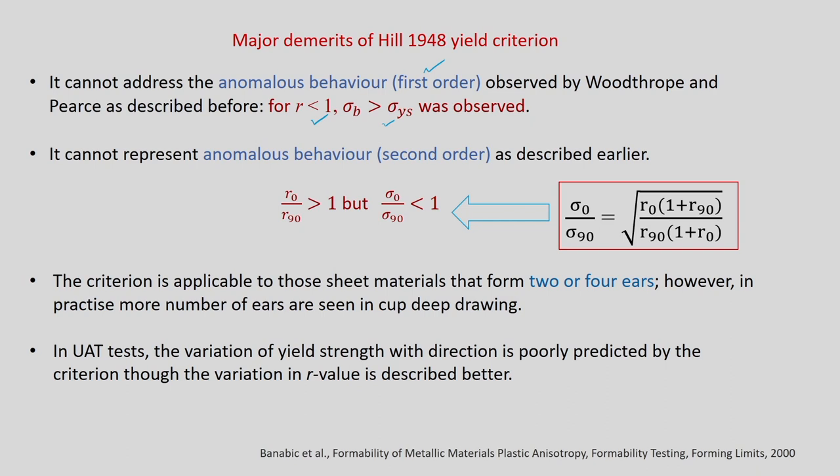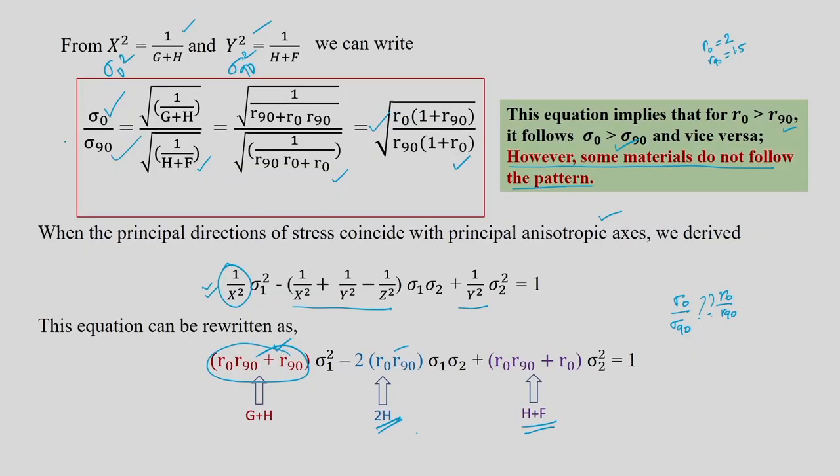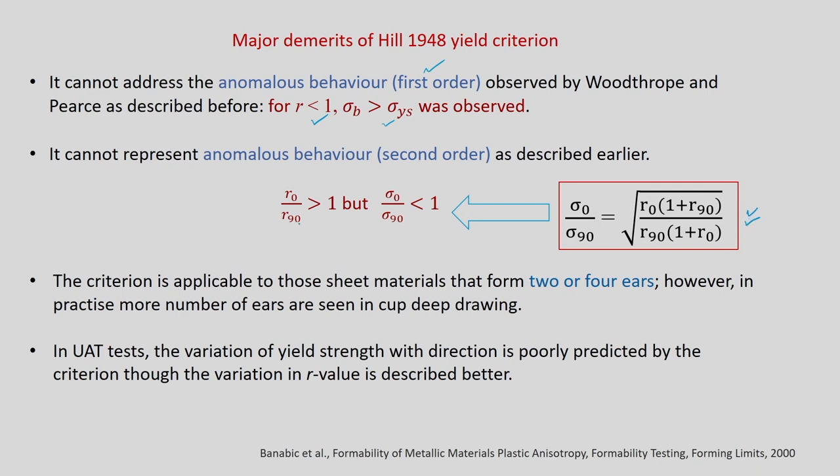Just now we discussed. There is one more thing, which is called anomalous behavior of second order. We also discussed it before. You remember this equation, which we derived? Sigma 0 by sigma 90 equal to square root of r 0 into (1 plus r 90) divided by r 90 into (1 plus r 0). Now, we also said that if r 0 is greater than r 90, then sigma 0 is greater than sigma 90, but some materials do not agree with this. This is called another anomalous behavior. So in this equation which you already derived, what will happen if r 0 by r 90 is greater than 1, but some materials will show sigma 0 by sigma 90 less than 1. So that is one problem with Hill 1948.